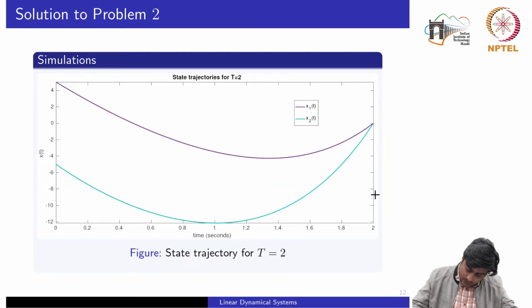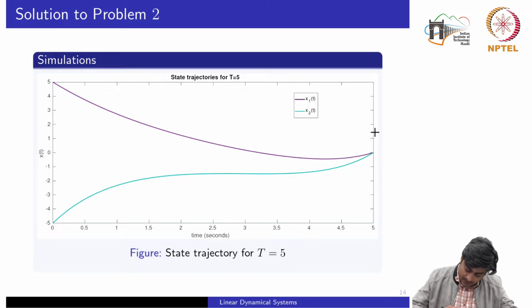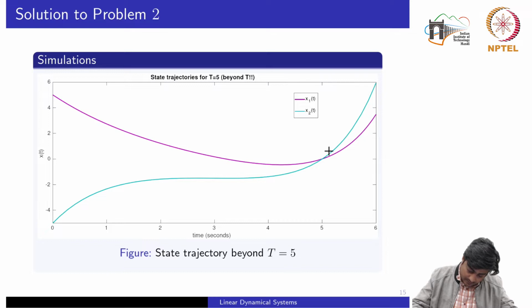So this trajectory is for t is equal to 2. Now, if we look beyond 2, again we notice that the system is exploding towards infinity. Similarly, these trajectories are at t is equal to 5, and after reaching 0 at 5, they can take any path. Although the system was unstable, that's why for the same control input that we computed, the trajectories are reaching towards infinity.